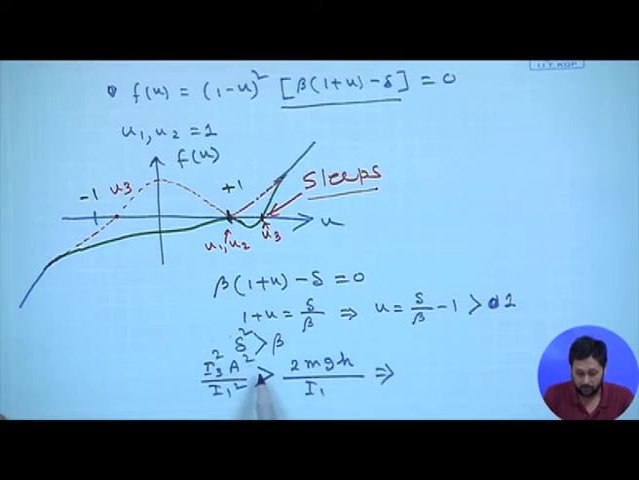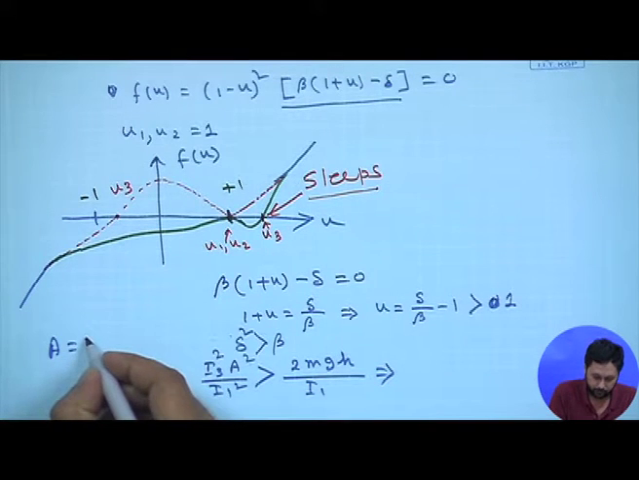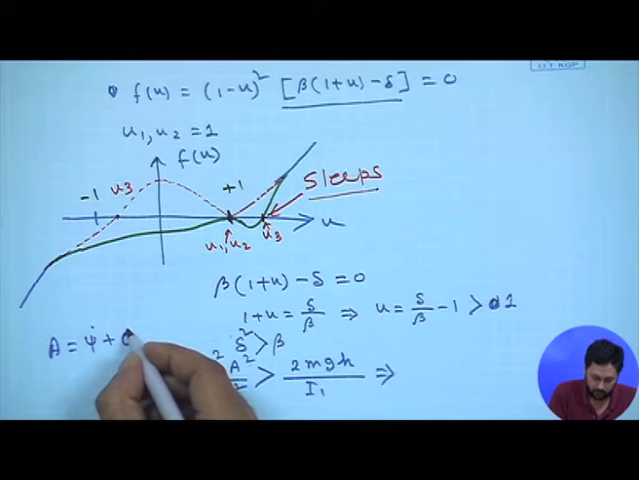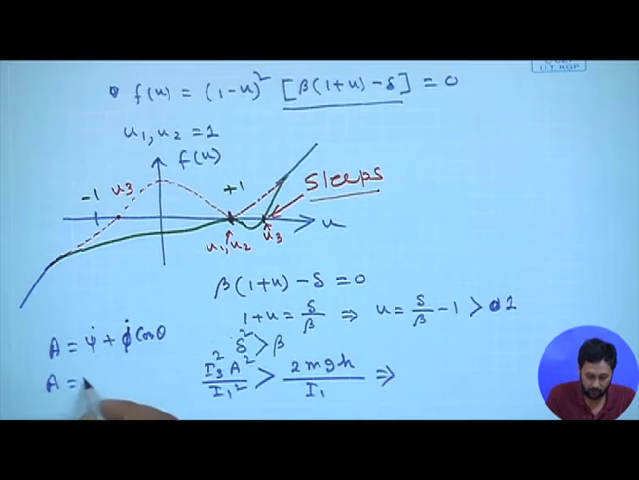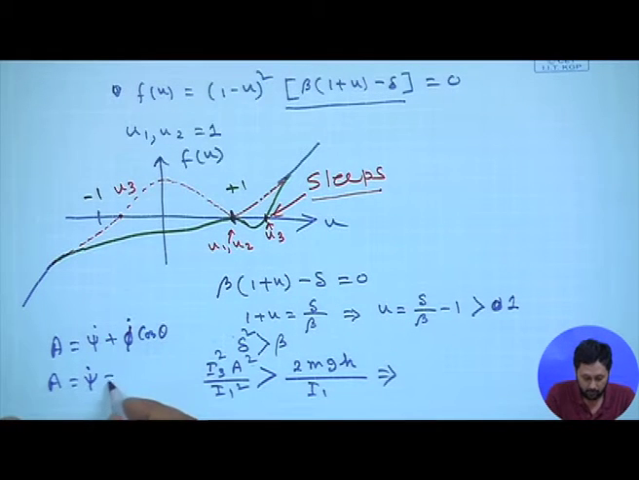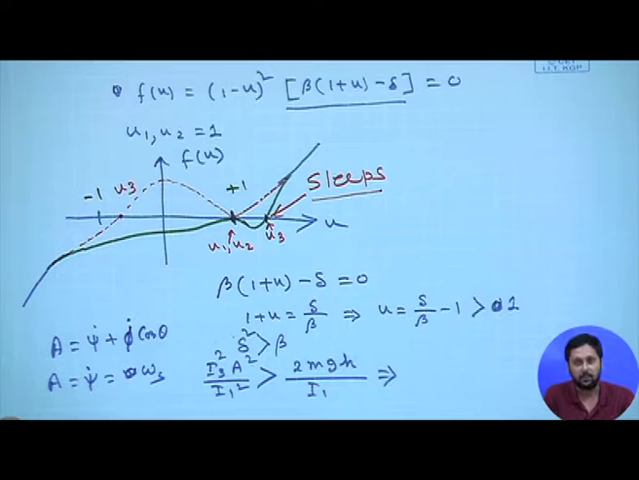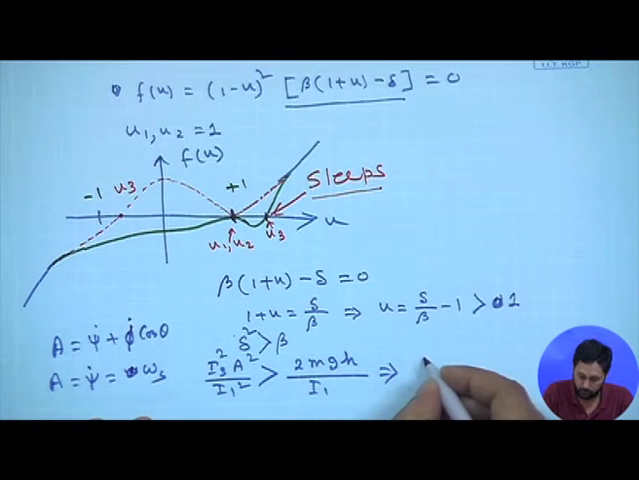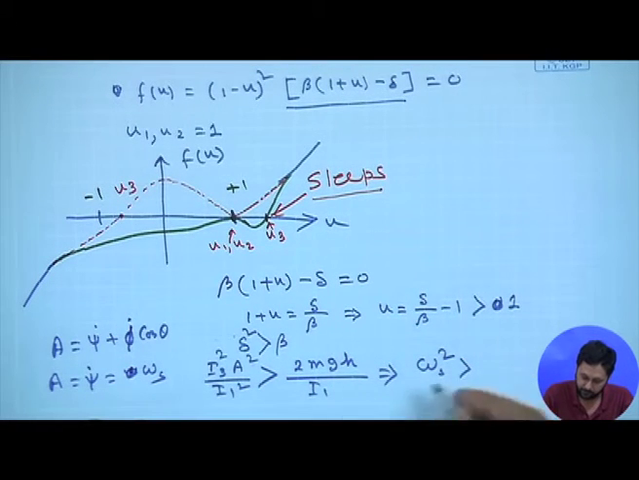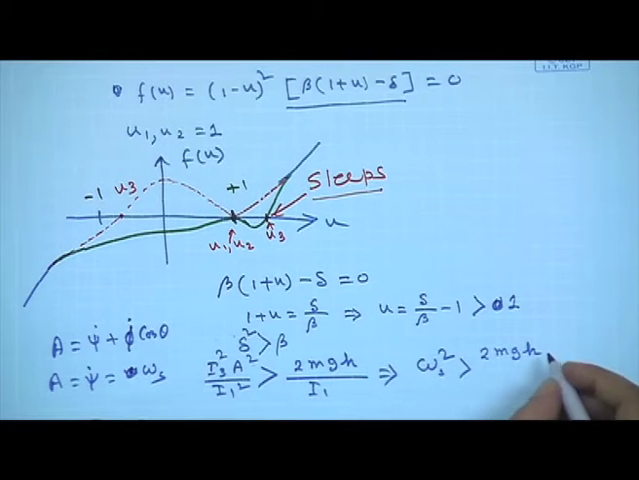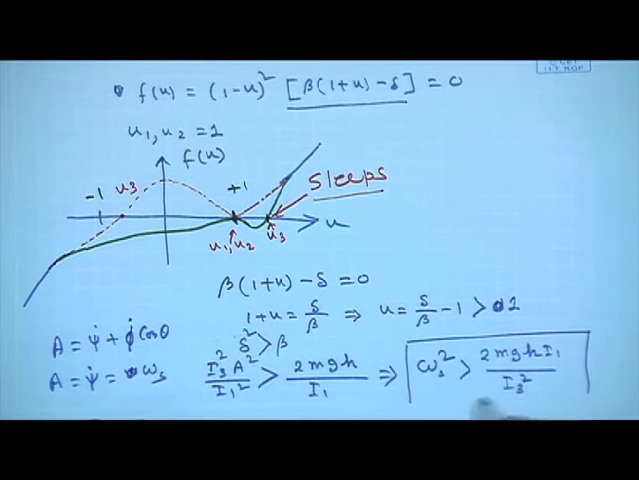Now recall that A is what? A is equal to phi dot plus psi dot plus phi dot cos theta. Now in this case phi dot equal to 0, cos theta equal to 1. So in this case A is equal to psi dot only. So that is what I would call omega spin. I have introduced this before. So this is the angular velocity of spin. So we write omega s in place of A, and we get omega s square greater than 2 mgh I1 by I3 square. So this is a condition.